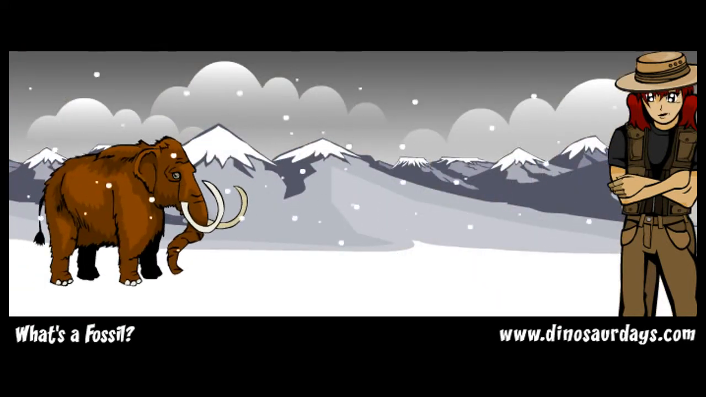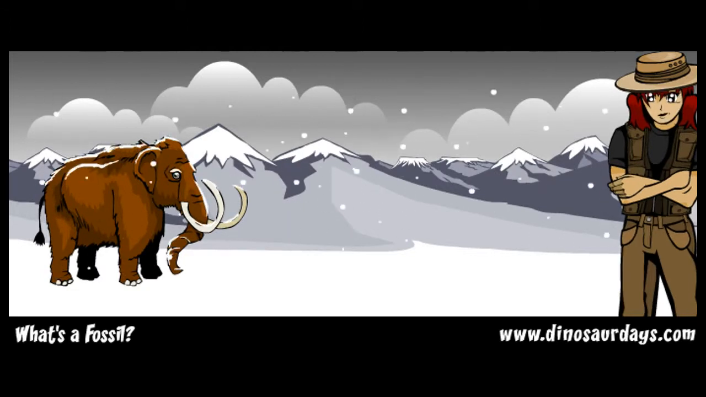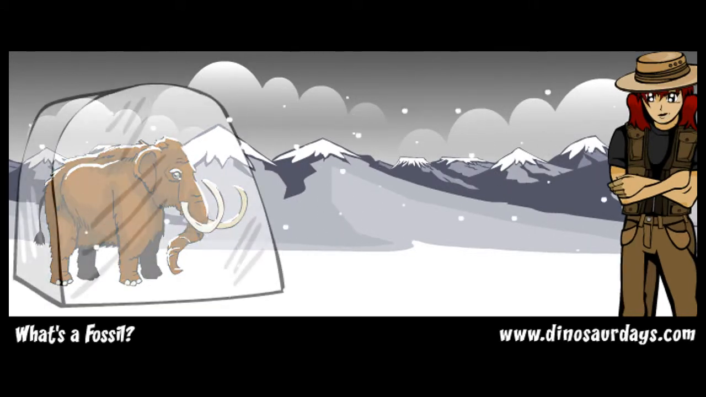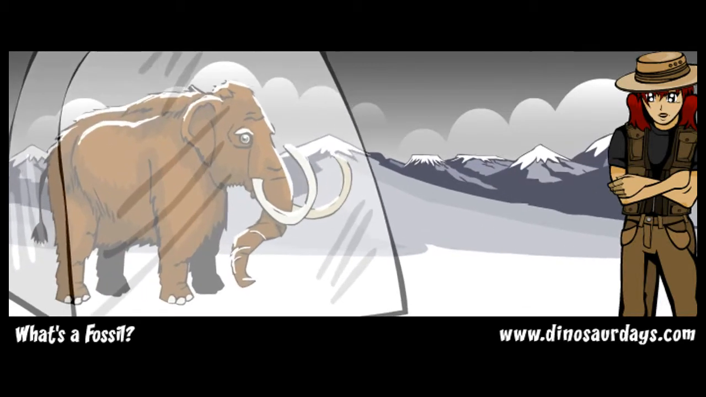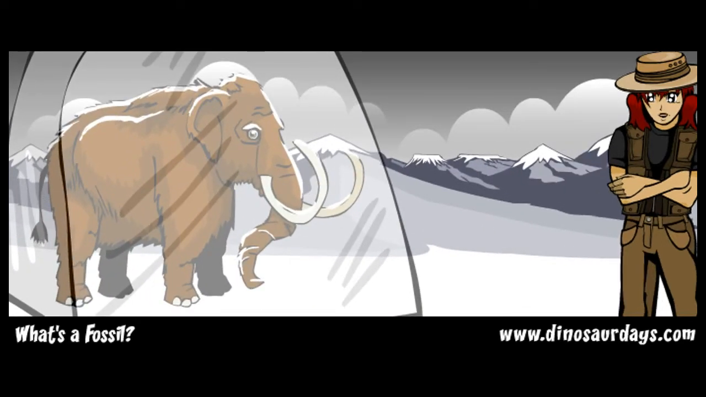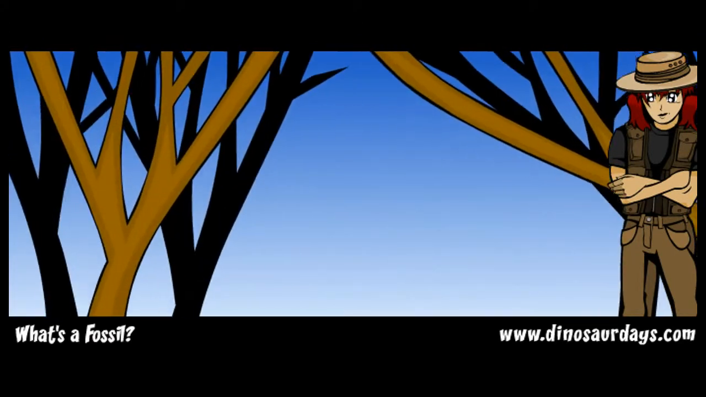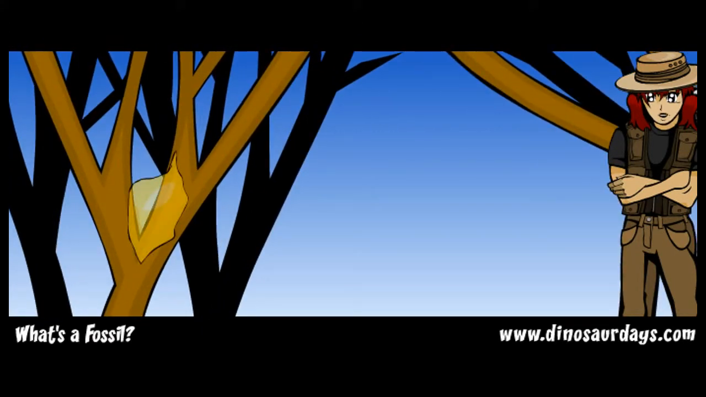But sometimes a whole animal, like a woolly mammoth, gets trapped in the ice. The ice stays frozen for thousands of years, and paleontologists are lucky to find a whole creature that has barely changed over time. Or an insect gets stuck in tree sap.